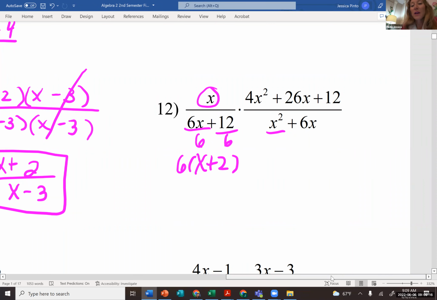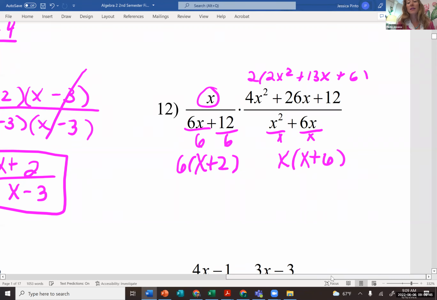On the second binomial, I'll start there because that's going to be fast and easy. I can divide both of these by the common letter x, and then what would come out would be x plus 6 left over. All right, now for the numerator, I'm noticing that those are all even, which is nice. So first, I'm going to divide them all by 2. That gives me 2x squared plus 13x plus 6. And the 2 came out very good, awesome.